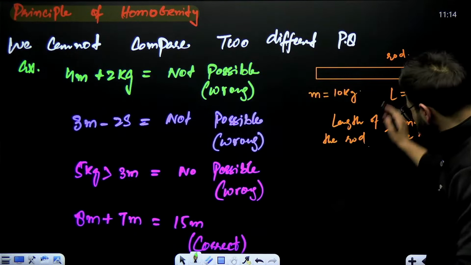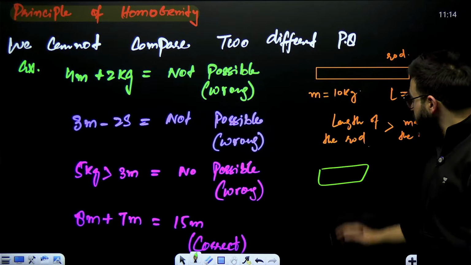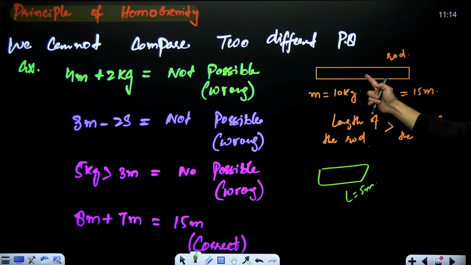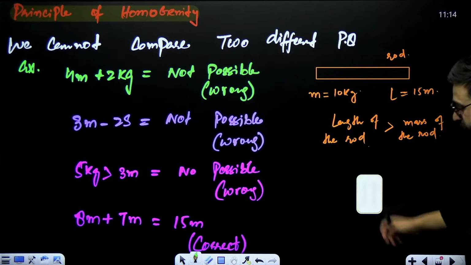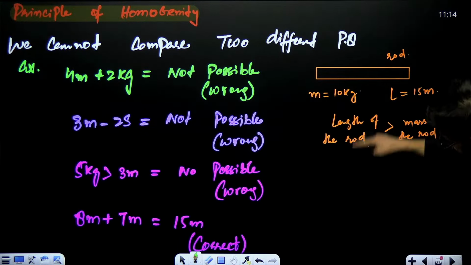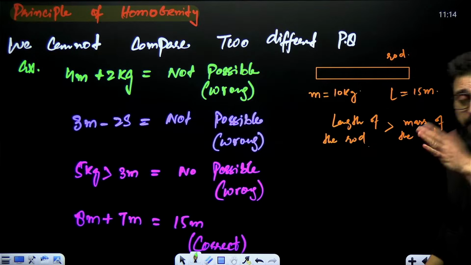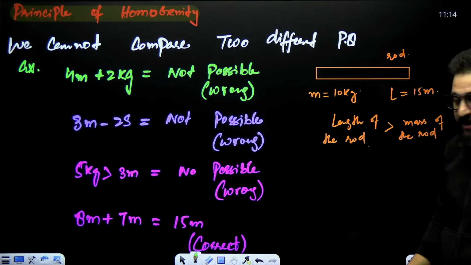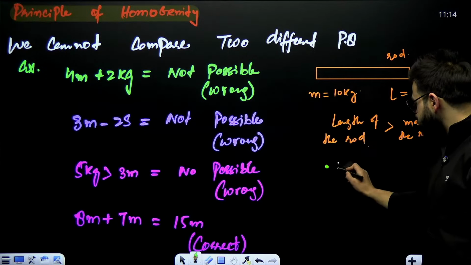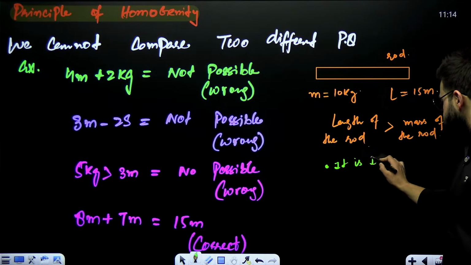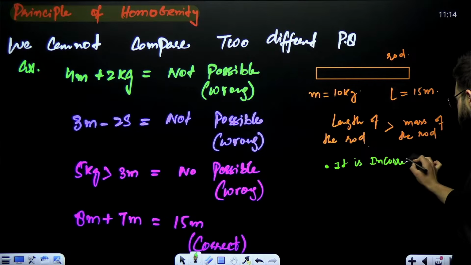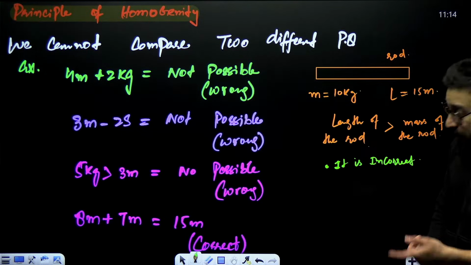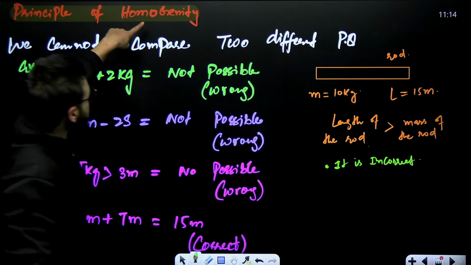If this is a rod and its length is, say, 5 meters, you can say the length of the first rod is greater than the length of the second rod. Why? Because length and length are similar physical quantities. But mass and length are different physical quantities. You cannot compare. It is incorrect. So, my dear friends, that's what the principle of homogeneity says.